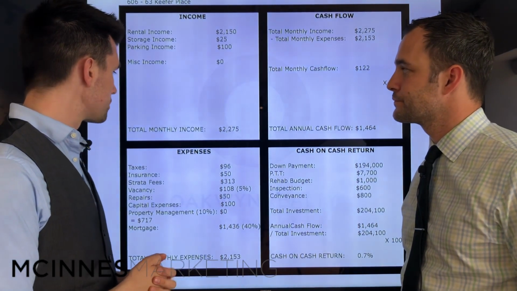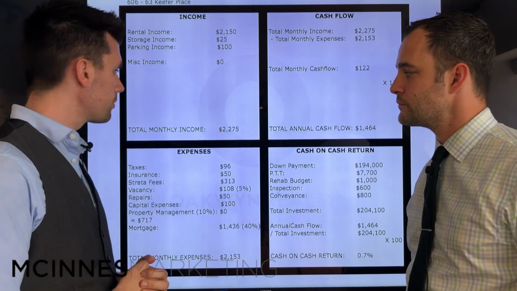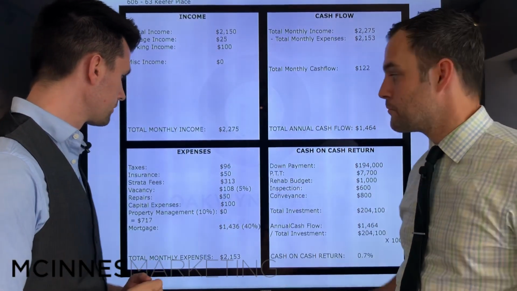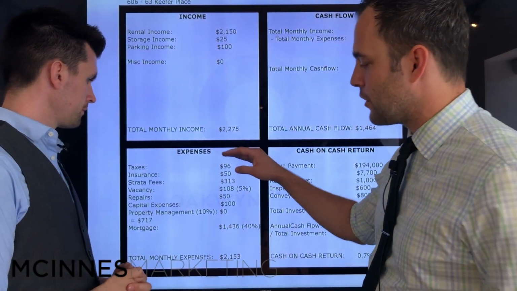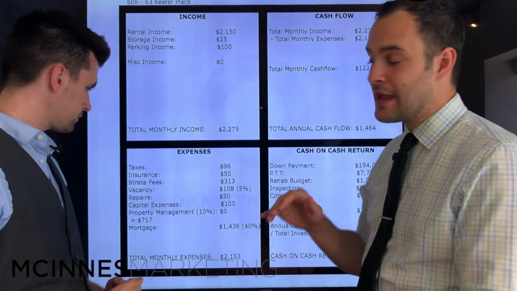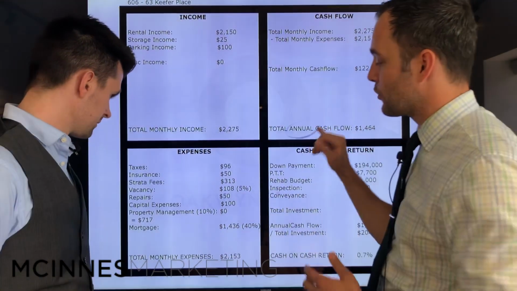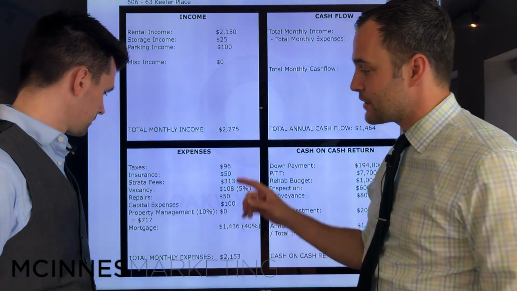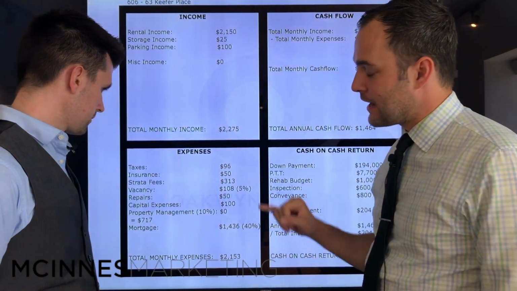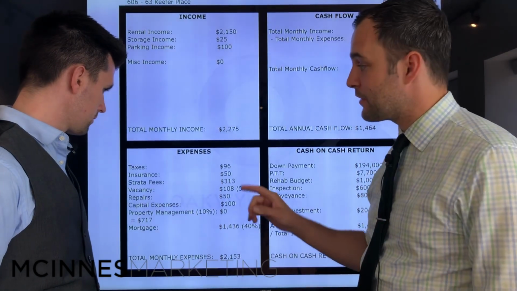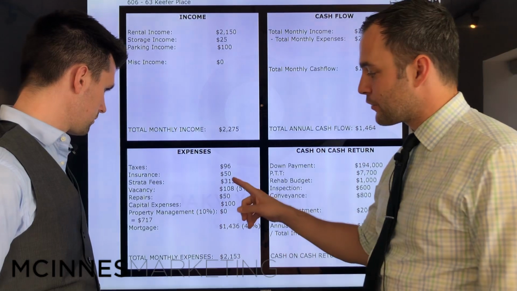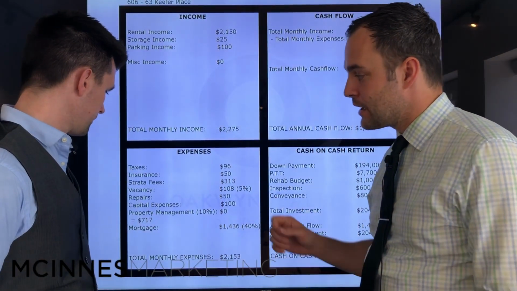Yeah. And so that means you have a total monthly income of $2,275. So keep that number in mind. We move down to the expense column. In this category, we're breaking everything down at this stage to the month, and then we will collectively bring this together for an annual number at the end. So on this particular property, property taxes are $96 a month. Property insurance, $50 a month. Strata fees here are $313 a month.